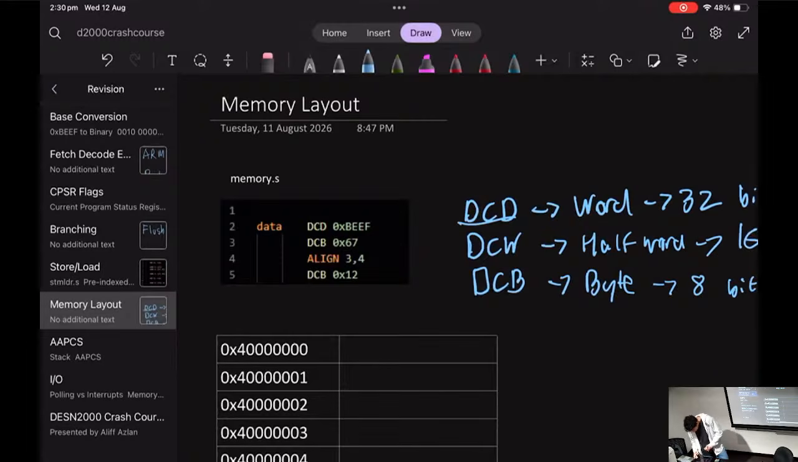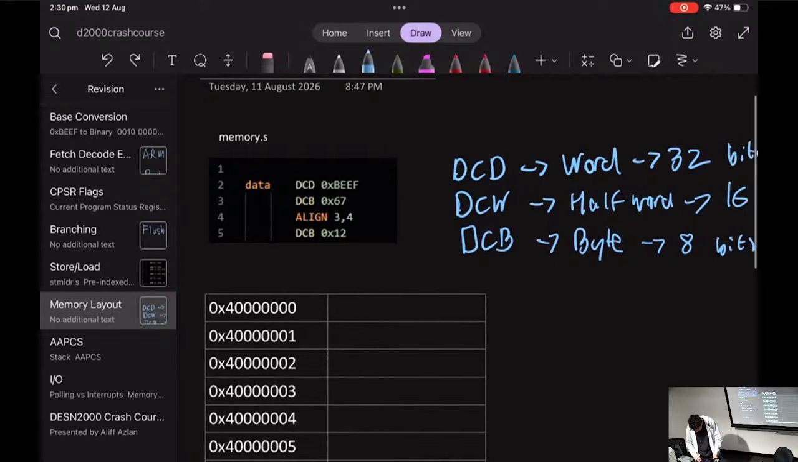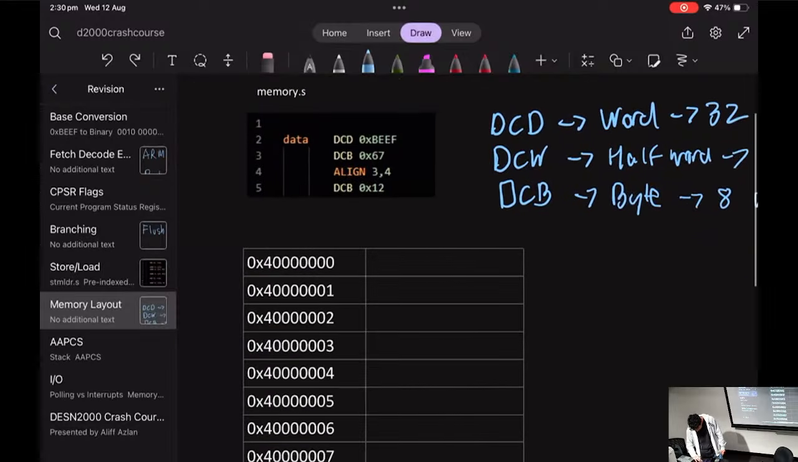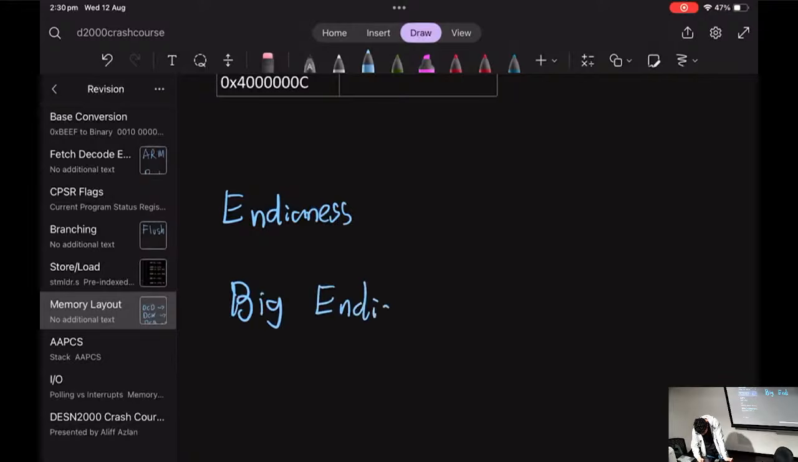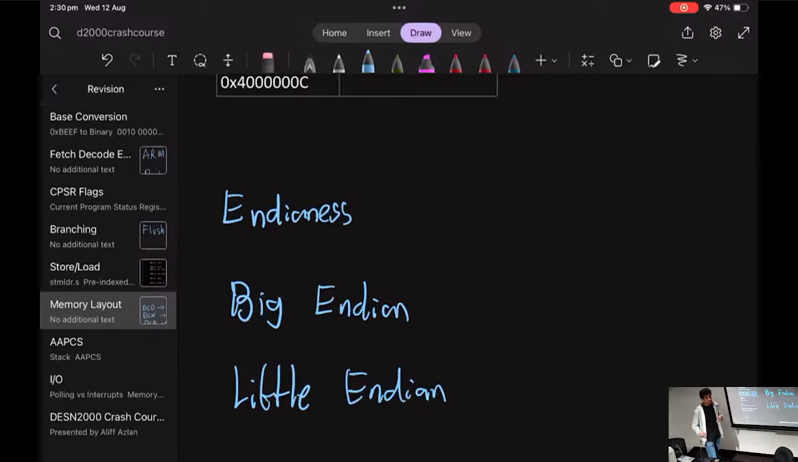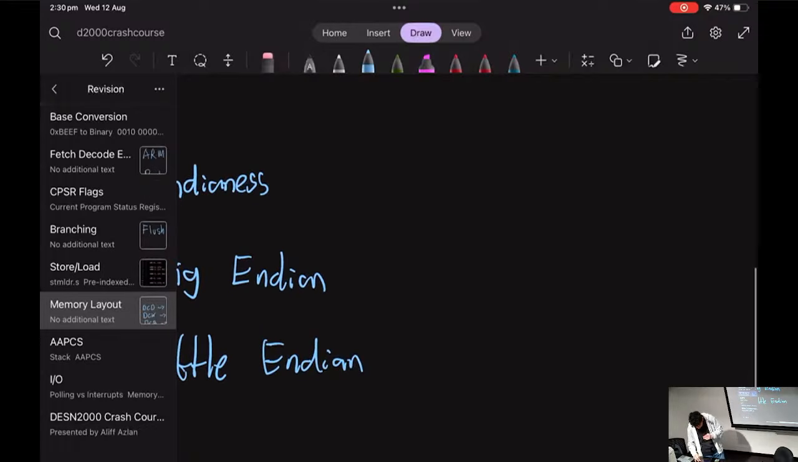About that, there's also one more thing I want to talk about, which is endianness. Endianness is essentially the direction in which we store data. So we have big endian, and then we have little endian. The difference between these two is the order in which we store the bytes of a word.